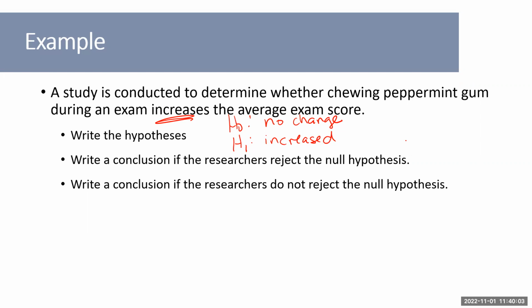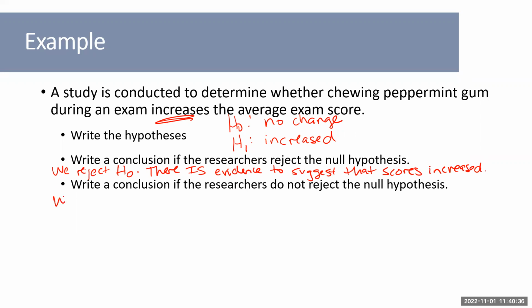If they reject the null hypothesis, then we say we reject the null. There is evidence to suggest or support that the scores increased, okay, because there is evidence for our alternative.